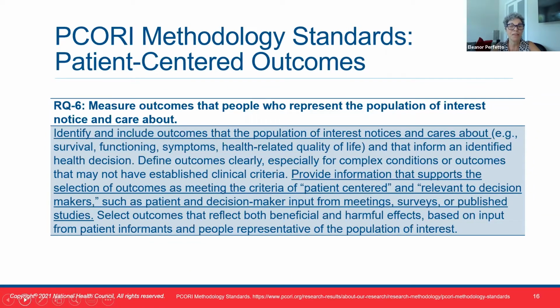This is backed by the PCORI method standards on patient-centered outcomes. In the standards, RQ6, which is about measuring outcomes that people who represent the population of interest notice and care about. And you see, identify and include outcomes the population of interest notices and cares about, and provide information that supports the selection of outcomes as meeting the criteria of patient-centered and relevant to the decision makers, such as patients and decision maker input from meetings, surveys, or published studies. So again, it's getting at how do you get that information about what patients really care about, what is really important to them. It has to be based on patient informants and people representative of the population of interest.